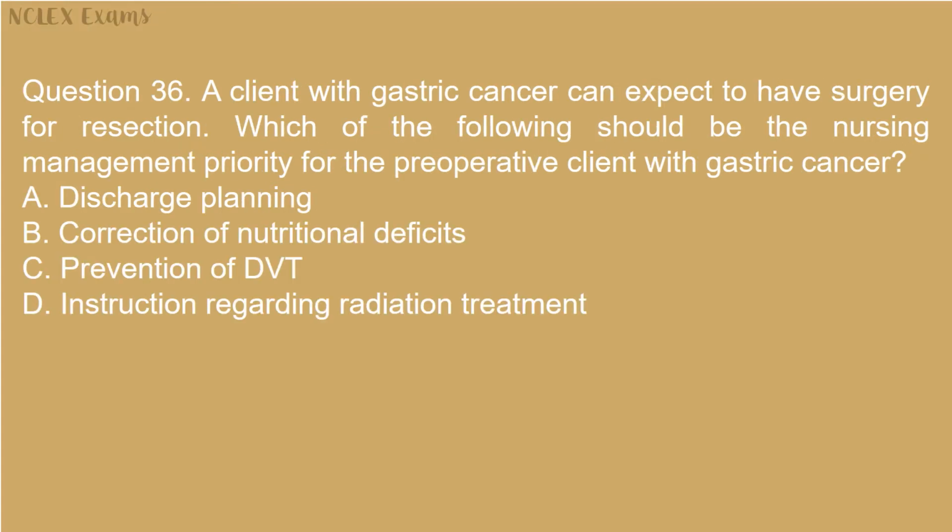Question 36. A client with gastric cancer can expect to have surgery for resection. Which of the following should be the nursing management priority for the pre-operative client with gastric cancer? A. Discharge planning. B. Correction of nutritional deficits. C. Prevention of DVT. D. Instruction regarding radiation treatment.